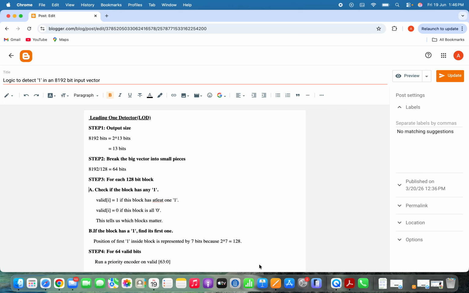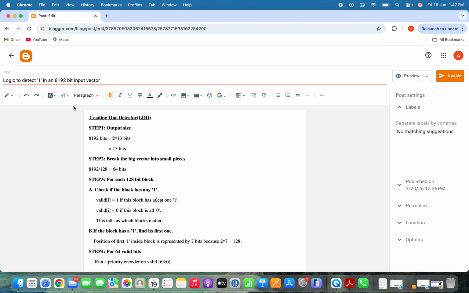Hi everyone, in this video we will understand how to implement a leading one detector, or LOD, for an 8192-bit input. The main idea is to break the large input into smaller blocks, process them independently, and then combine the results. Let's go through the implementation step by step.